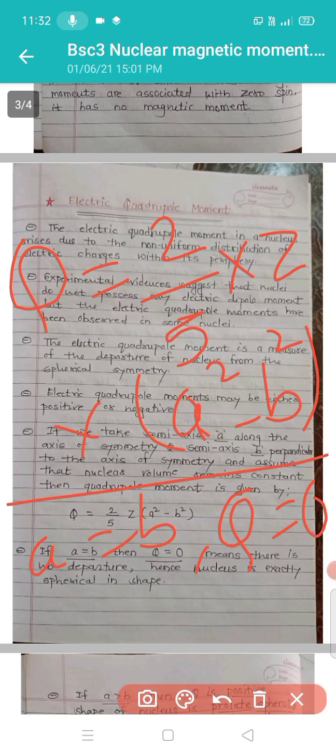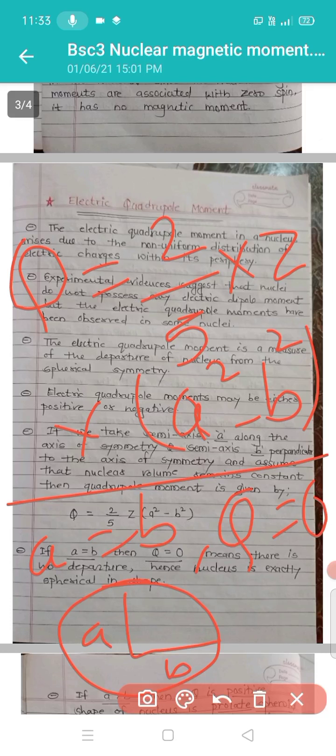If A is equal to B, then Q is equal to 0, meaning there is no departure from the spherical symmetry, hence the nucleus is exactly spherical in shape.